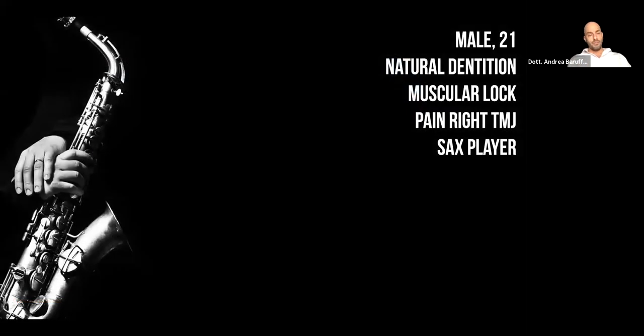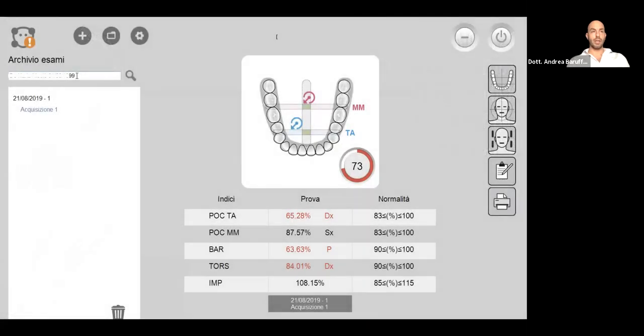This is another case. This is a male patient, 21 years old, natural dentition. He presented to the clinic due to a muscular lock. He felt pain in the right TMJ. He was a sax player, so it was a job that is not very easy to manage.